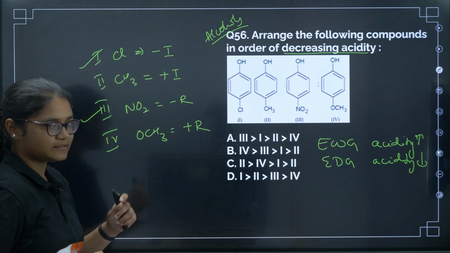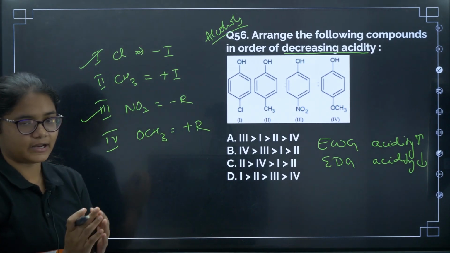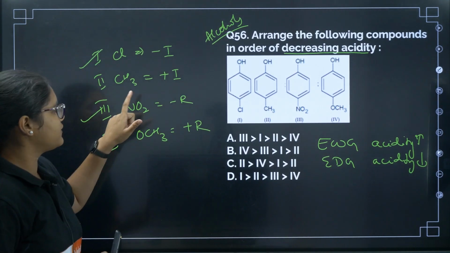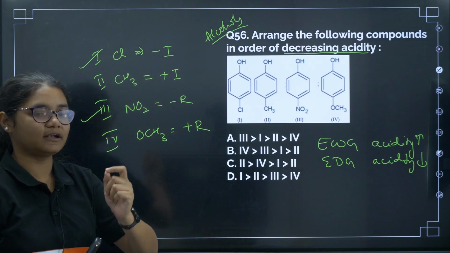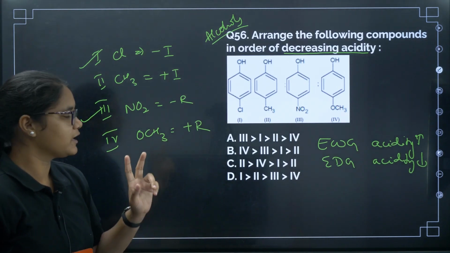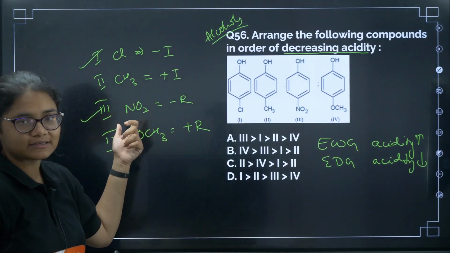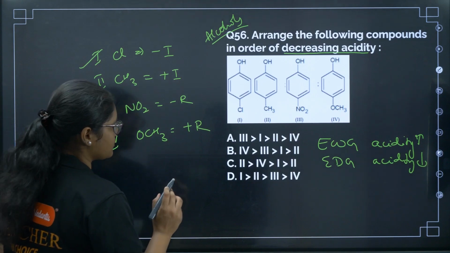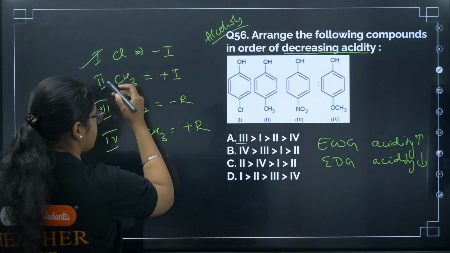3 and 1. These are minus I effects, electron withdrawing groups, and out of that, resonance is more effective or more prominent than inductive effect. So NO2 will have the highest acidity. So that is your option number 3. Then we have option number 1.